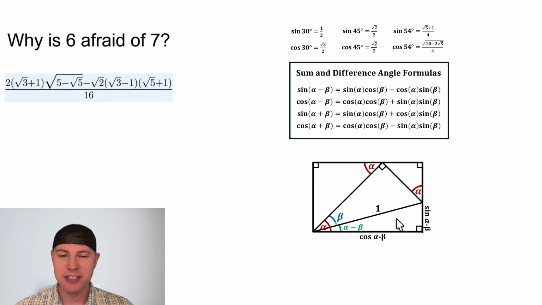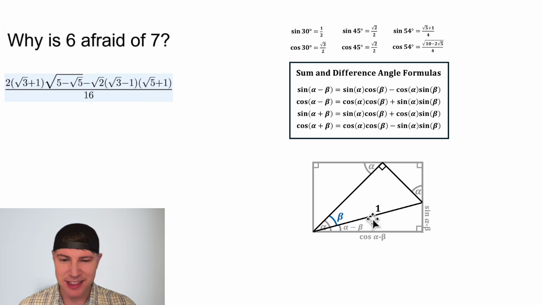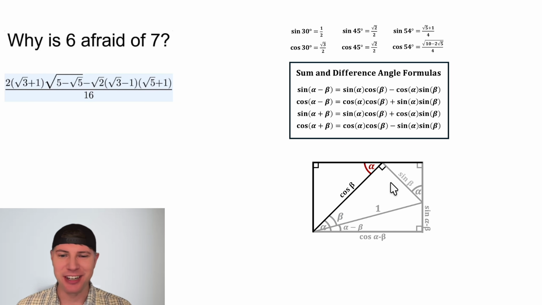And now let's focus on this triangle. Since this hypotenuse is equal to 1, this side opposite the beta will be the sine of beta, and this side adjacent to the beta will be the cosine of beta. Next, we can focus on this triangle here. This hypotenuse is not equal to 1, so we can't do our little shortcut. Let's call this side opposite the alpha A.